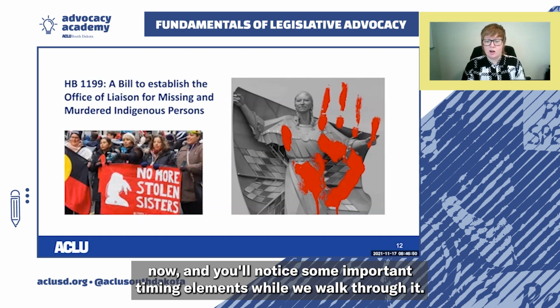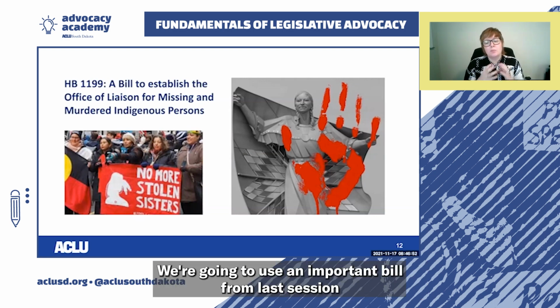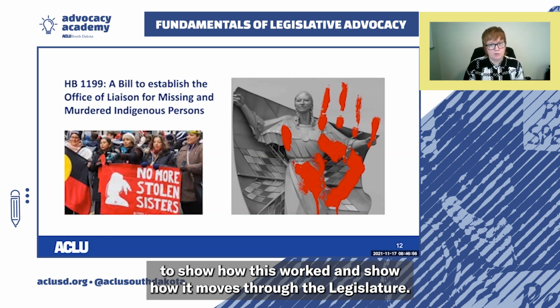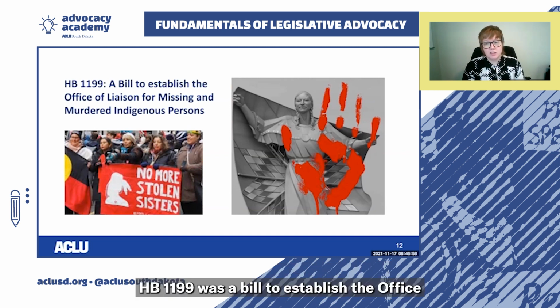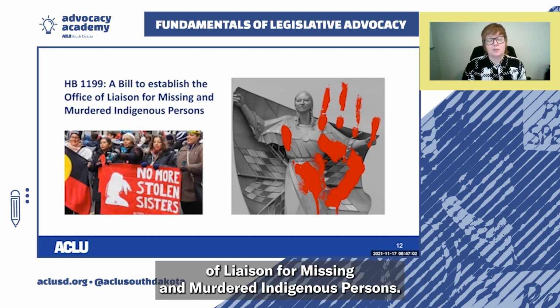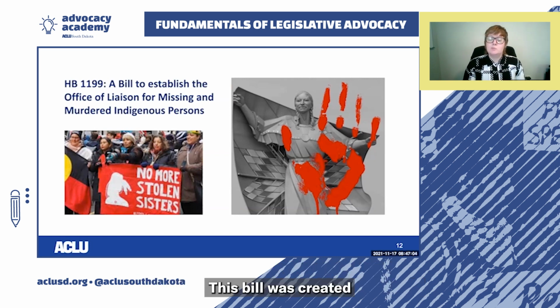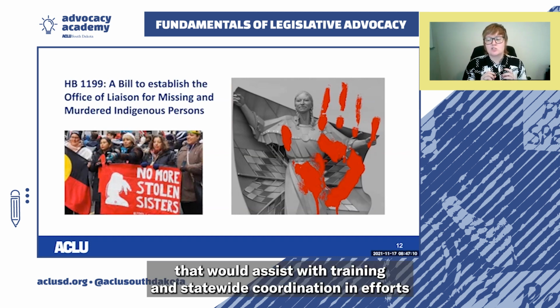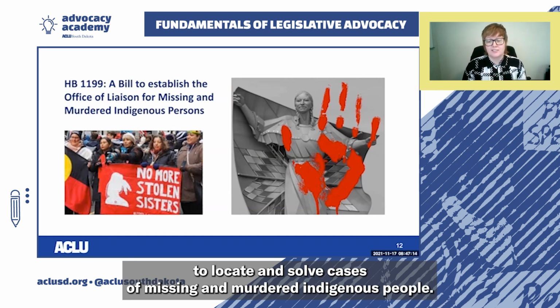So we're going to talk about how a bill becomes a law now, and you'll notice some important timing elements while we walk through it. And we're going to use an important bill from last session to show how this worked and show how it moved through the legislature. HB 1199 was a bill to establish the Office of the Liaison for Missing and Murdered Indigenous Persons. This bill would create a position in the Attorney General's office that would assist with training and statewide coordination in efforts to locate and solve cases of missing and murdered Indigenous people.